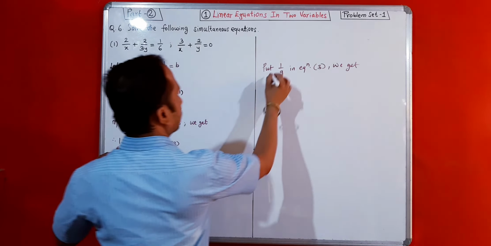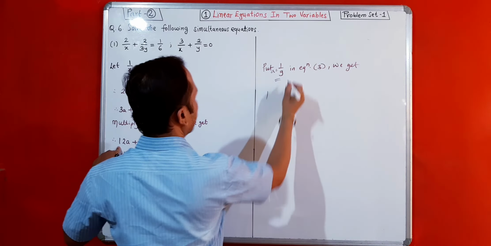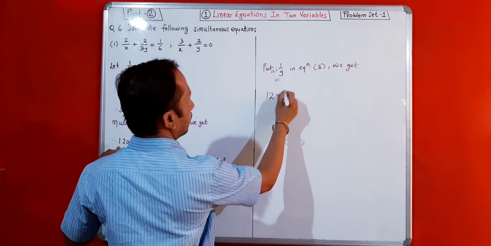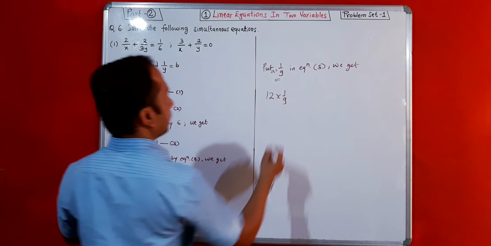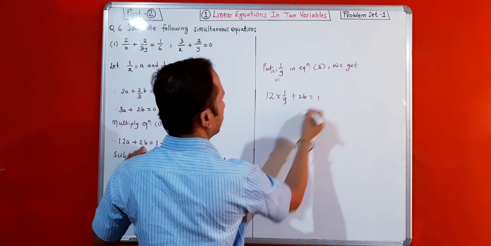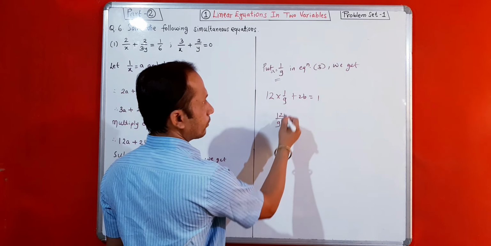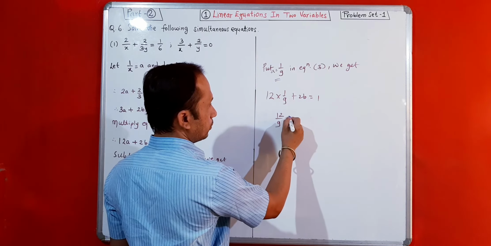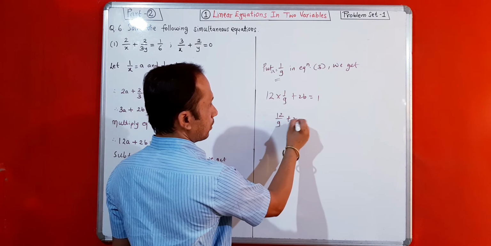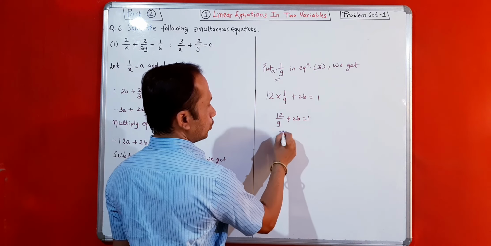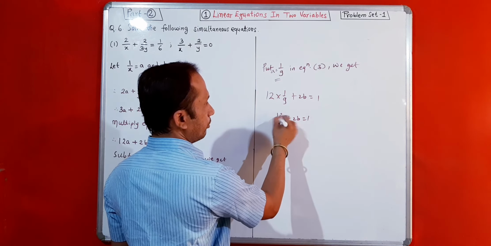Okay, a is equal to 1 upon 9. This is 12 into 1 upon 9, and plus 2b is equal to 1, so it is 12 upon 9. Plus 2b is equal to 1, so 2b is equal to this. This will be 4 upon 3.